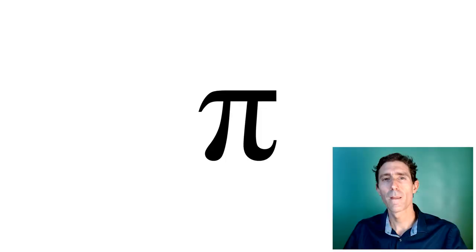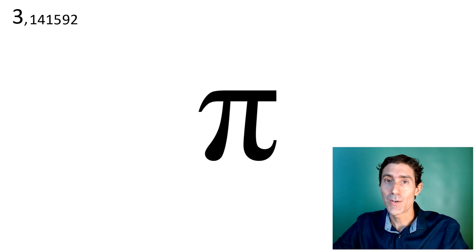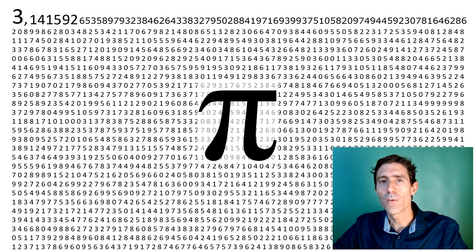Value of pi, approximately at least. So it's 3.14, 15, 92, and so on, and so on. So you probably know that pi has an infinite number of decimals. I just put 2000 on this slide. And guess what? Some people are capable of memorizing and reciting all those numbers.